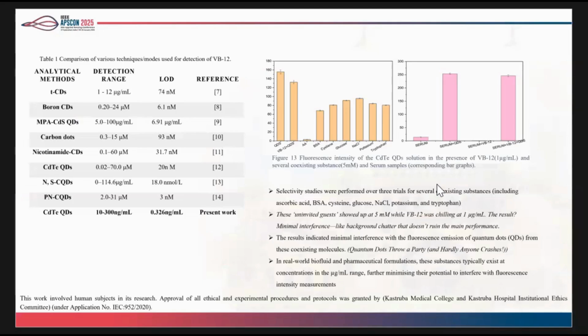Further, interaction studies were also done to see how other ions or interacting molecules affect the fluorescence, and it was tested for serum studies, where we could actually sense the levels of vitamin B12.